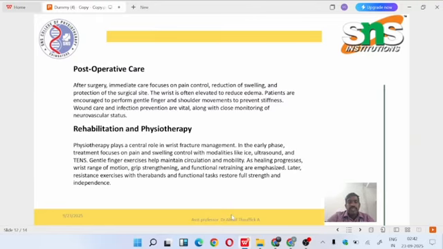Post-op care focuses on pain control, swelling reduction, and wound management. The wrist is kept elevated, and patients are encouraged to move their fingers and shoulders to prevent stiffness. Physiotherapy begins early with modalities like ice, ultrasound, and TENS for pain and swelling. Range of motion and grip strength exercises are introduced. Later, resistance training and functional retraining restore independence.